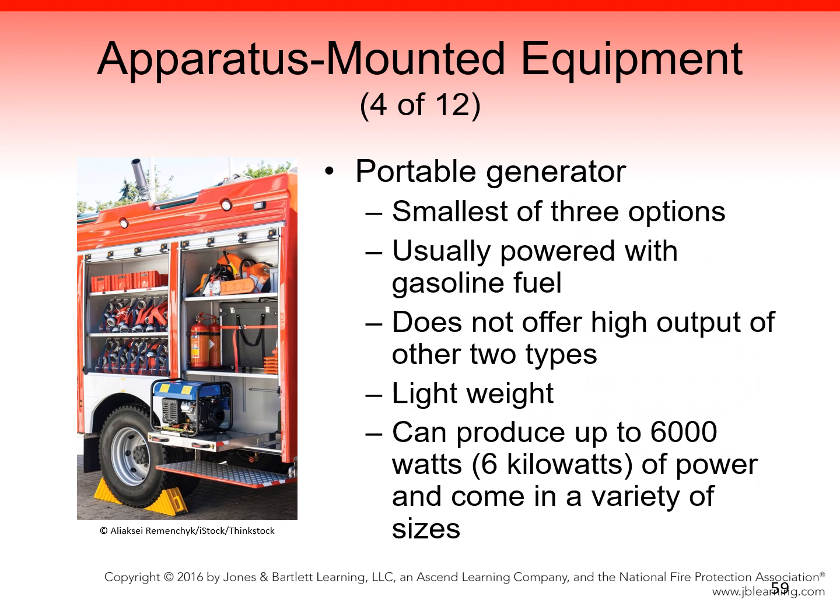Three types of generators are found on the fire apparatus. Portable generator, the smallest of the three options, usually powered with gasoline fuel. Although it does not offer the high output of the other two types of generators, it makes up for its shortcomings with its light weight and portability. It can produce up to 6,000 watts of power and comes in a variety of sizes.